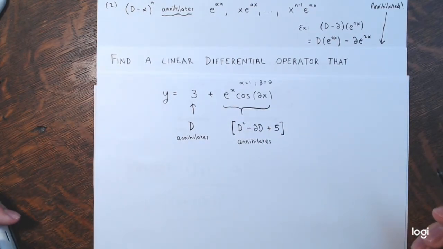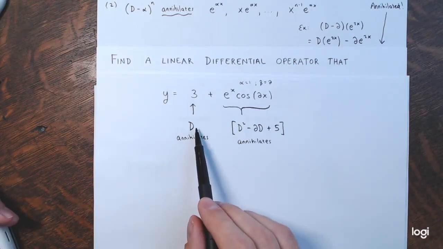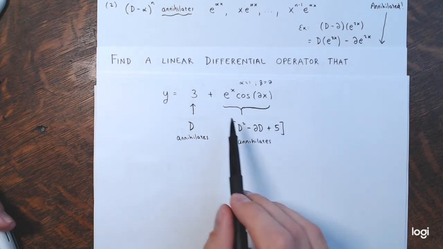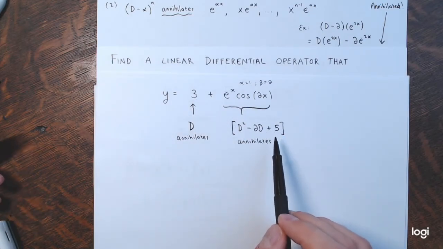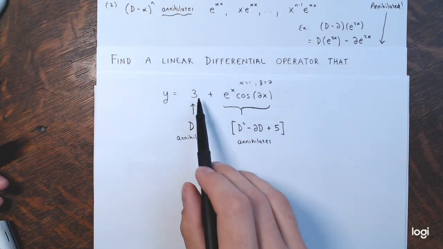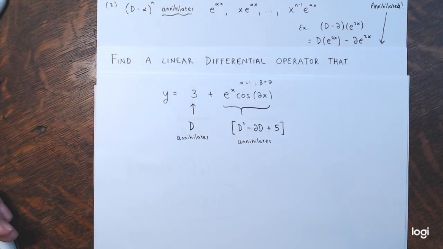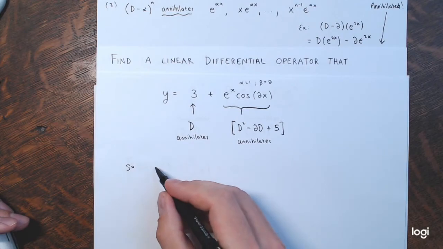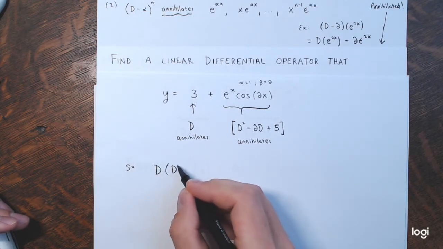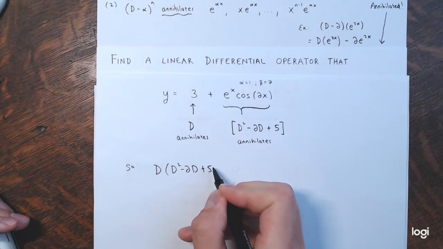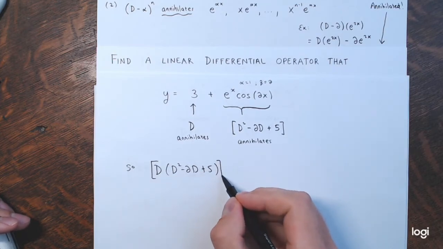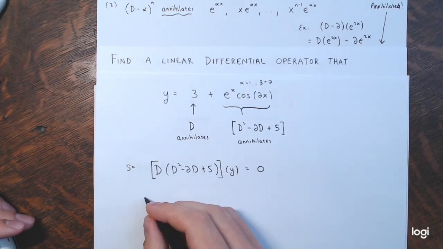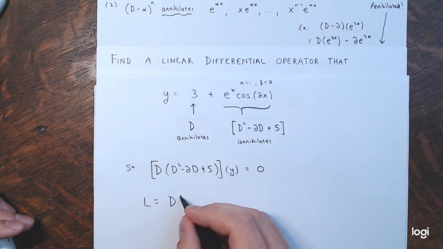And then D would not annihilate this term. D squared minus 2D plus 5 would not annihilate this term. You'd be left with 15, 5 times 3. I mean, you'd have 0 here and 0 there, but then you'd still have 5 times 3. And so therefore the product would annihilate the entire function. So D times D squared minus 2D plus 5, this operator applied to y would be 0.